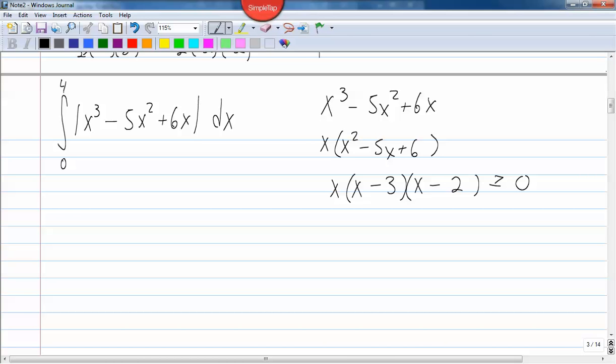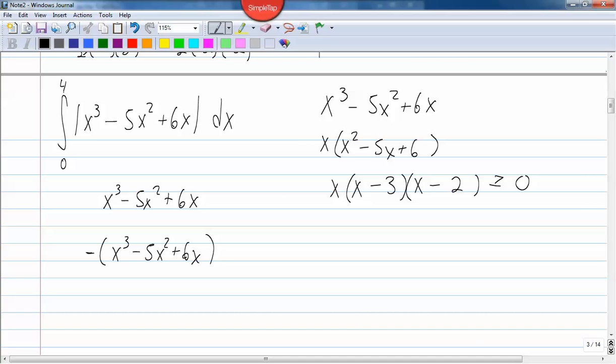Alright, so we have to consider x cubed minus 5x squared plus 6x, and consider the negative of x cubed minus 5x squared plus 6x. The tough part is figuring out how to split this thing up.